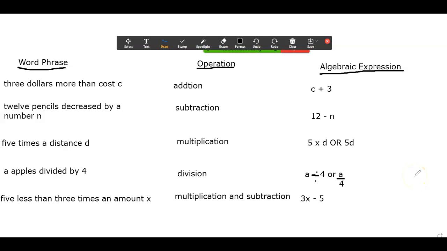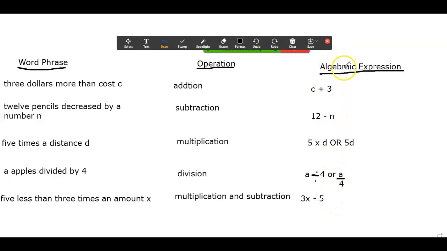All right, so this lesson that we're going to do today is on understanding algebraic expressions. Okay, so I just want to remind you an expression is a number sentence without an equal sign. So if you look at all of these number sentences, there are no equal signs.